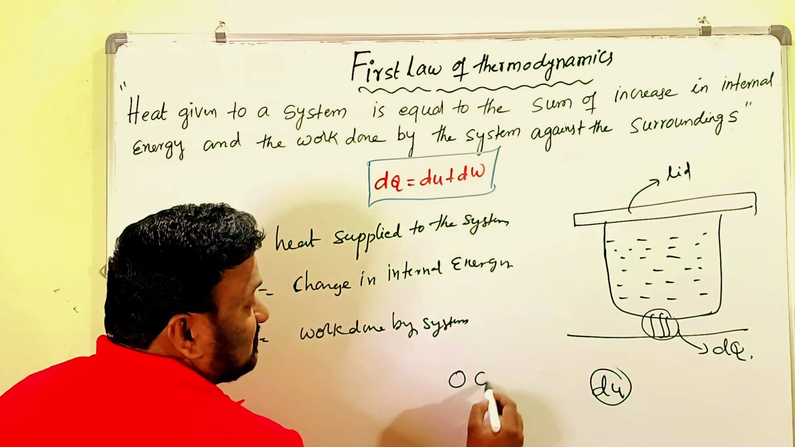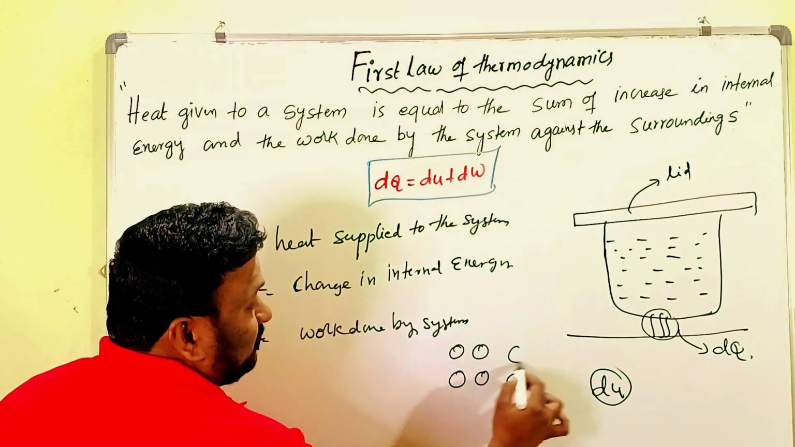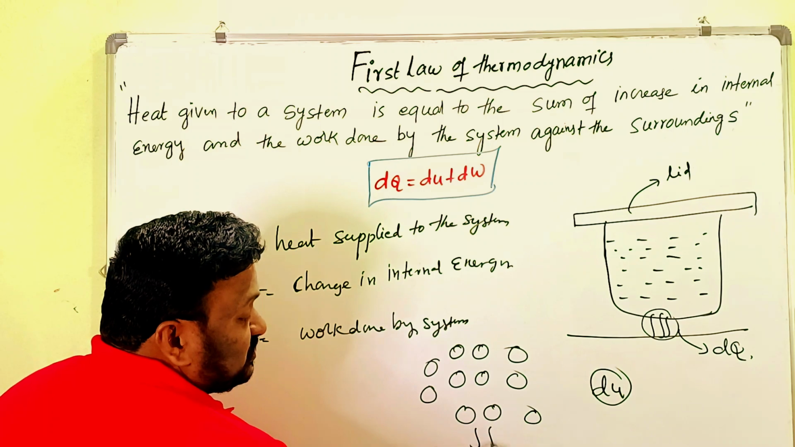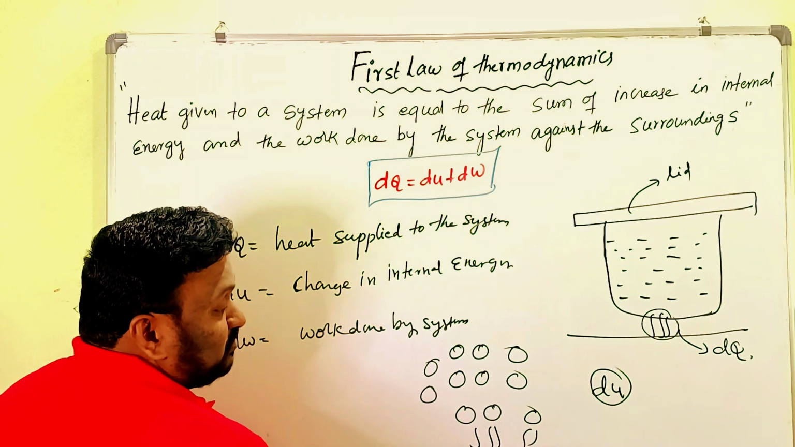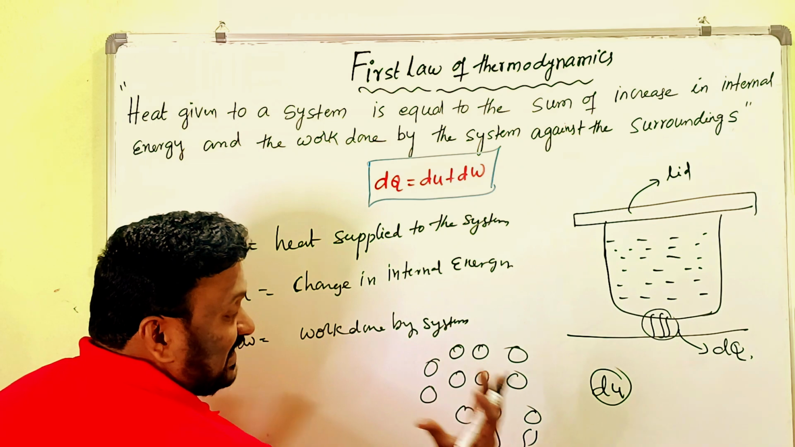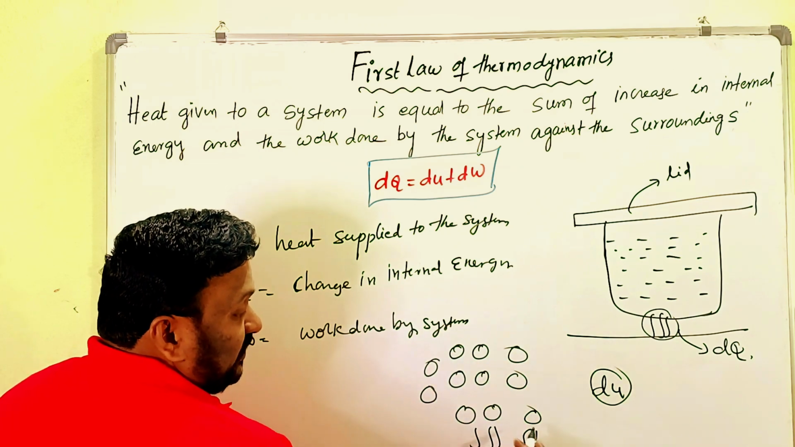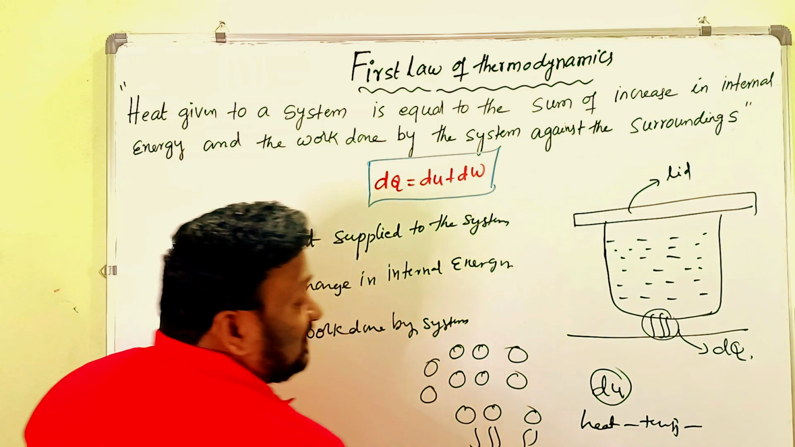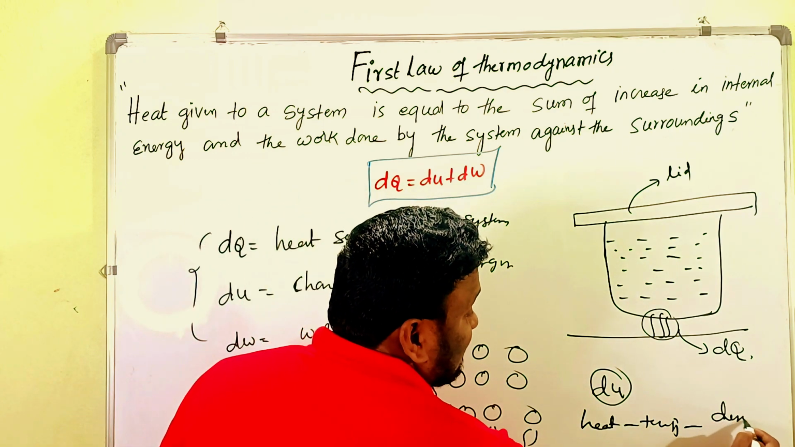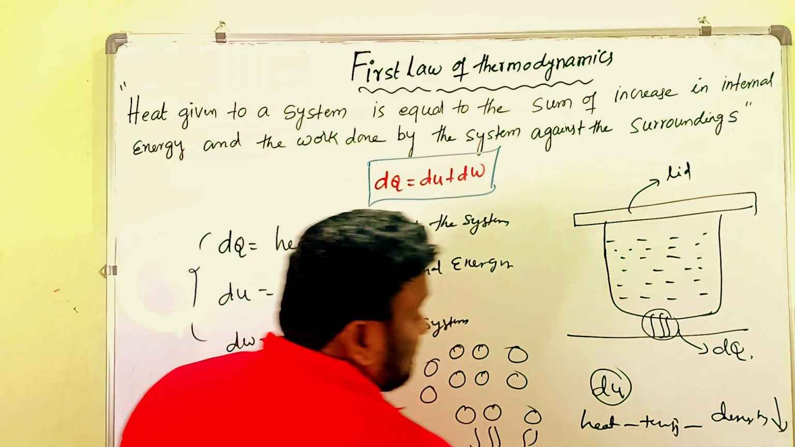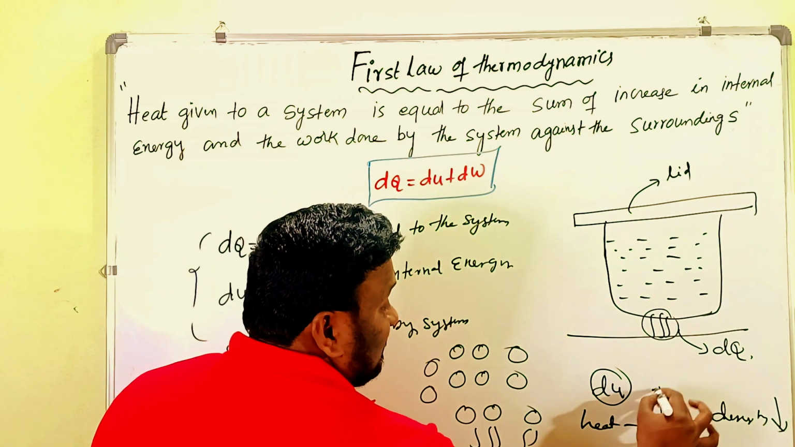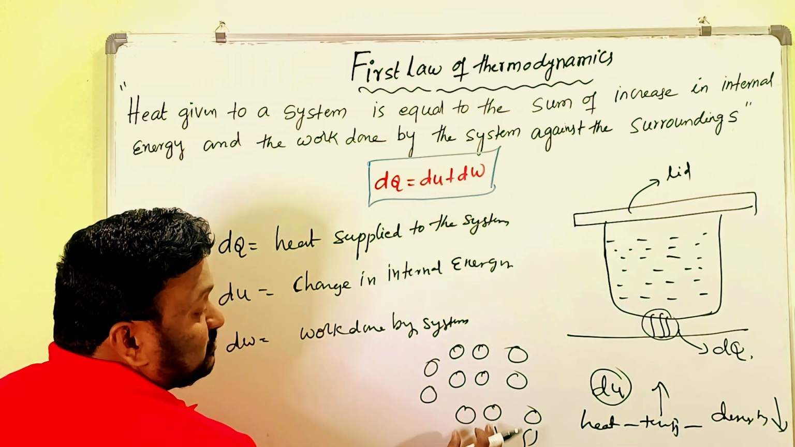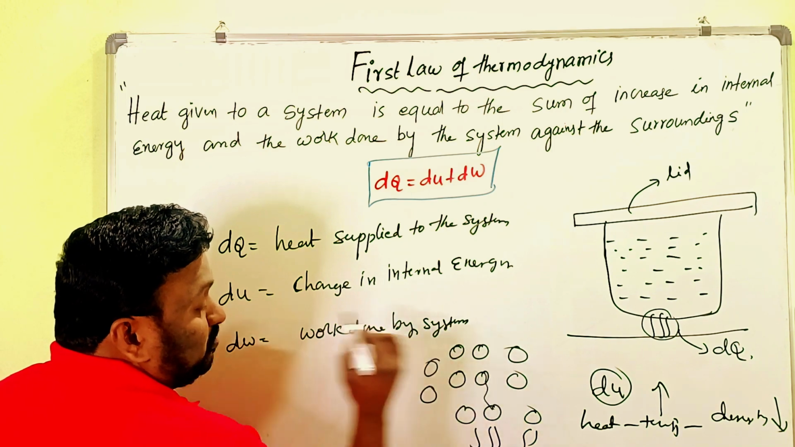How does it take place? To understand simply, here I am drawing some molecules of water. The molecules absorb the heat and become excited. So when it is heated, the temperature increases. When temperature increases, density decreases. Temperature increases, density decreases. That's why the water becomes lightweight and goes to the top.